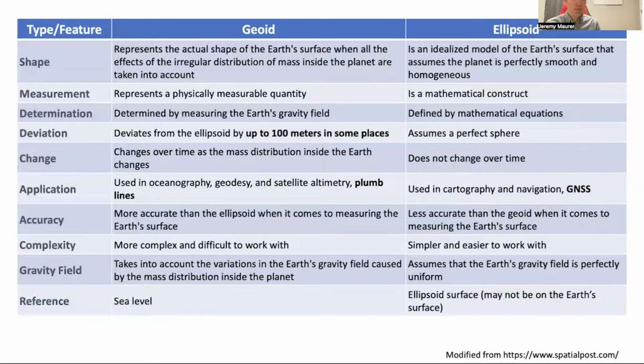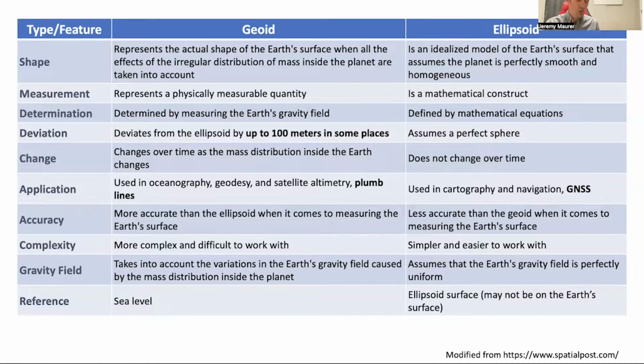So we'll talk about that more. Let's compare these two, geoid, ellipsoid. Ellipsoid is this idealized model of the Earth's surface that assumes the planet is perfectly smooth and homogeneous and has this geometric shape. The geoid is closer to the actual shape of the Earth's surface when all the effects of the irregular distribution of mass inside the planet are taken into account. So it's based on gravity. So however gravity is changing, the geoid is going to follow that.